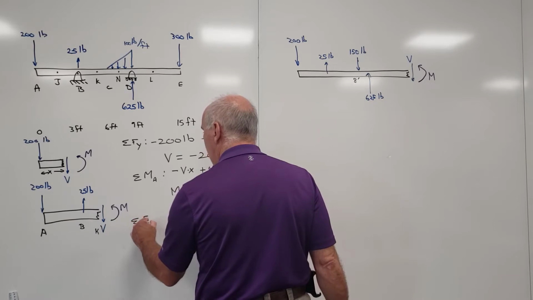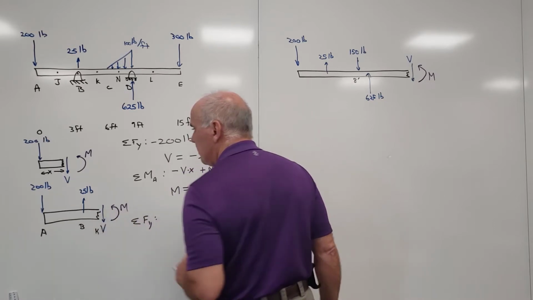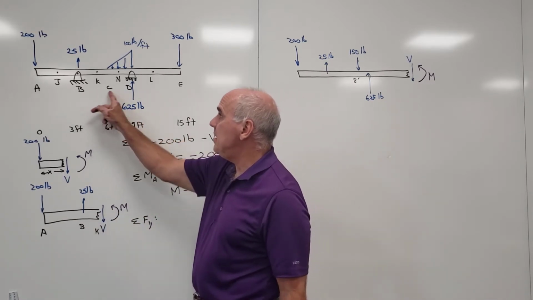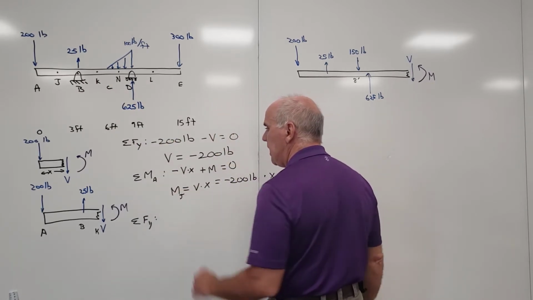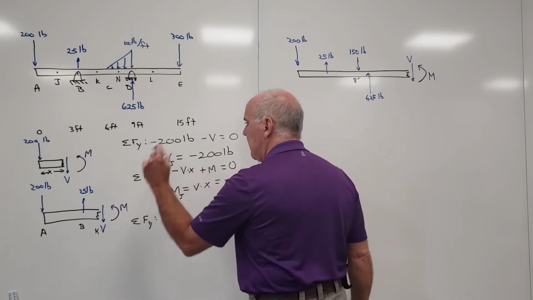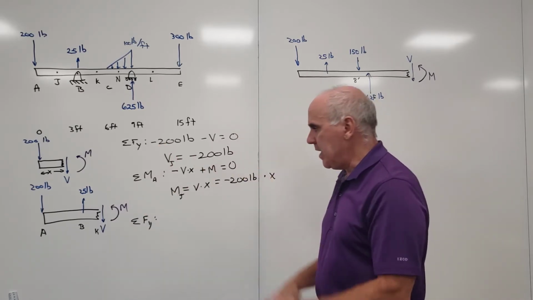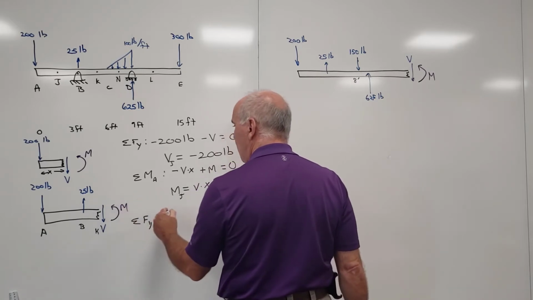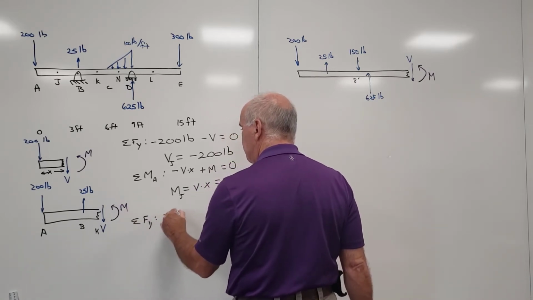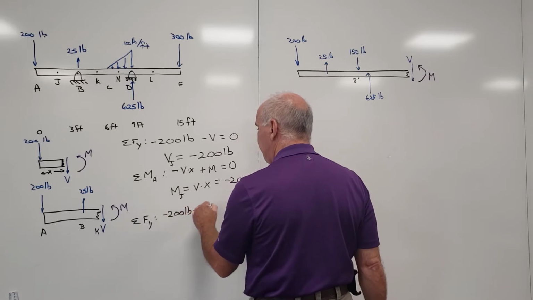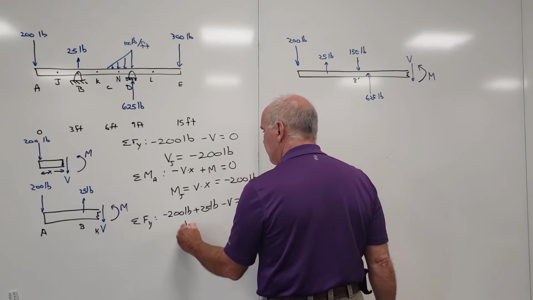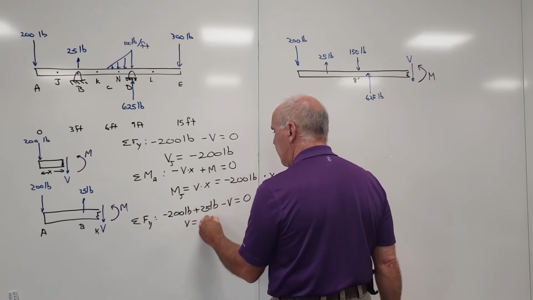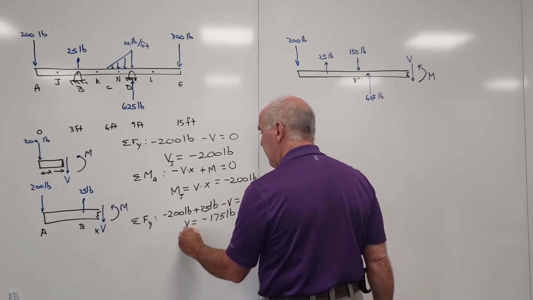All right, so there's my sum of the forces in the Y for this region now. We're between B and C, so we're at point K. I'm actually going to label the previous results M sub J and V sub J because that's in that domain. So the sum of the forces in the Y, I've got minus 200 pounds plus 25 pounds minus V, that's equal to 0. And so V is going to equal negative 175 pounds. And I'll go ahead and subscript that with a K.